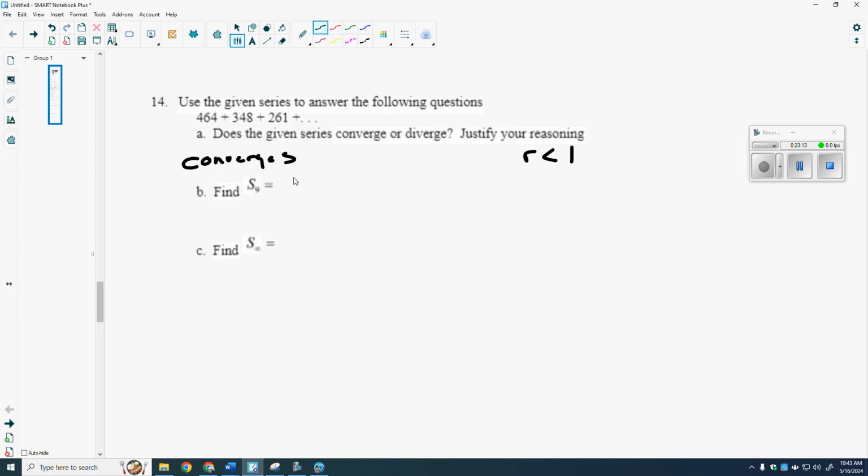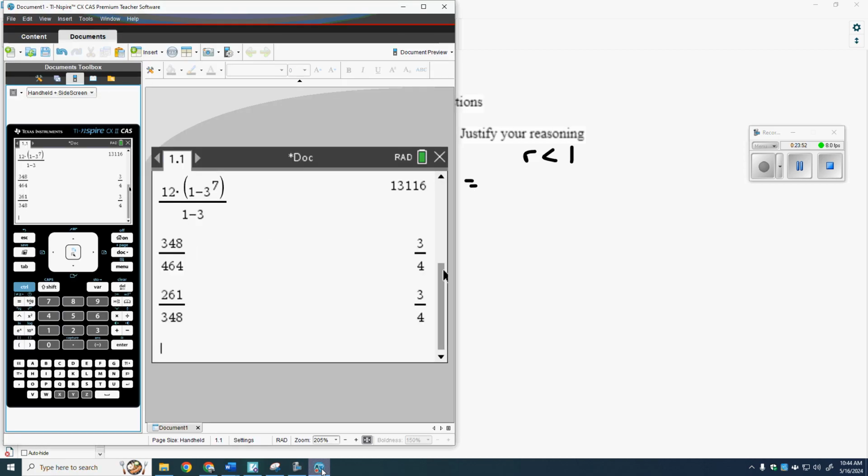Okay? S sub 9, I'm going to my series formula and plugging in the information. It is a geometric, so my first term is 464, over 1 minus r. And we just found that r is 0.75 or 3/4. I'm going to use a decimal, raised to the nth power, which we know is 9, all over 1 minus r, which is 0.75. Grabbing our calculator, typing that mess into the calculator. We get 464.